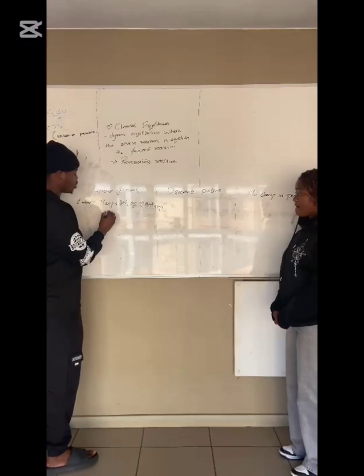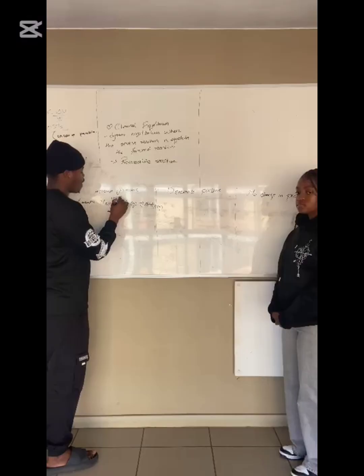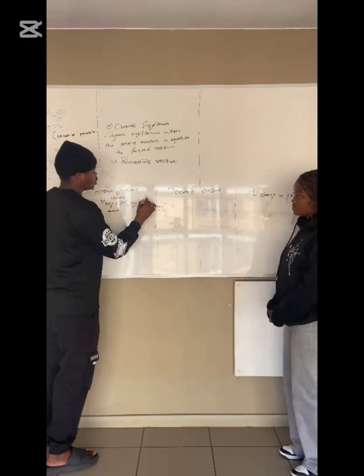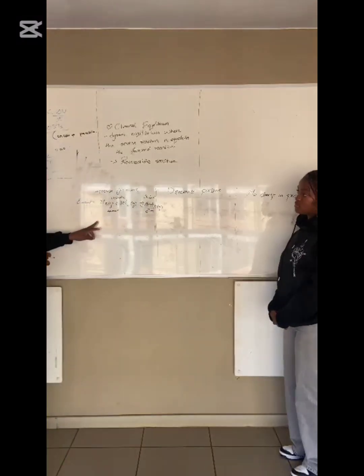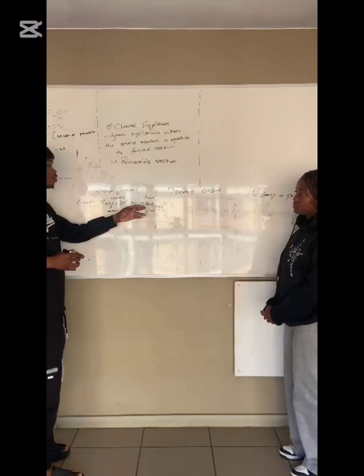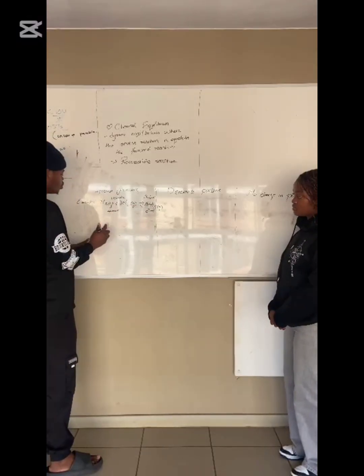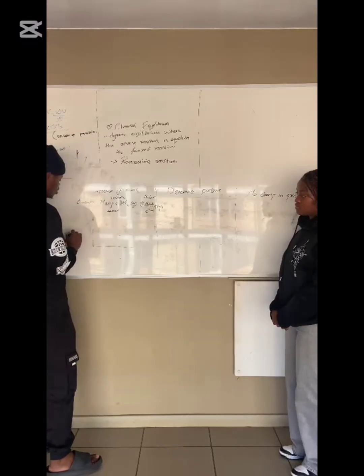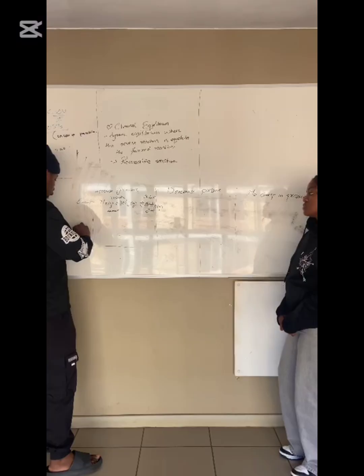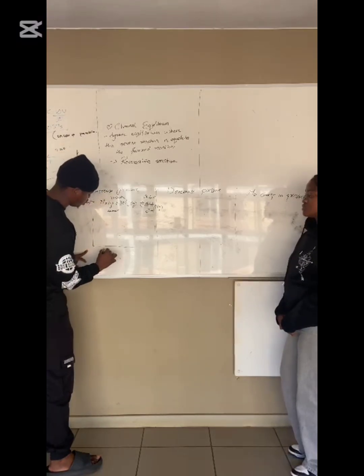So let us say that we have 4 moles in the reactant and in the product we have 2 moles. So it is said that this is going to favor the forward reaction, which means that the graph is going to shift to the right. So we're going to have our pressure there, and then our time here.